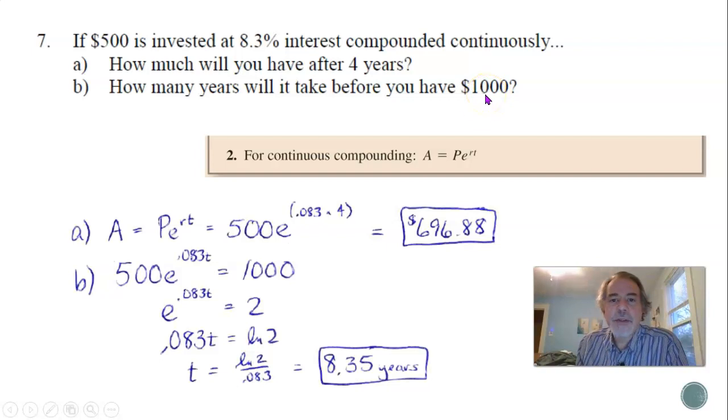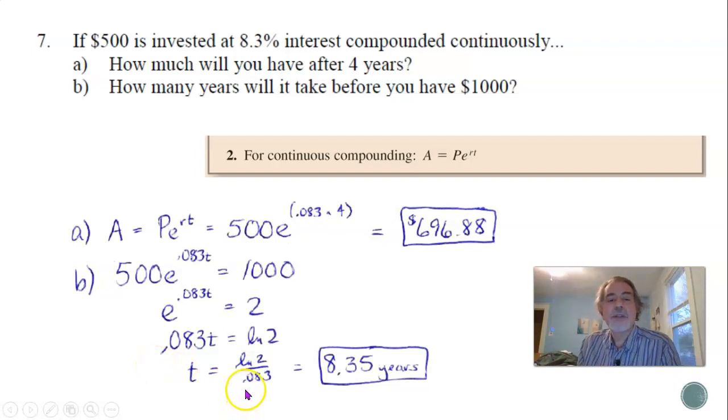So the $1,000 is the A, the amount you end up with. How many years means we're trying to find t. So we're putting 1,000 in for A and solving for t. First, I will divide both sides by 500. Then I will get the e out of the way by taking natural logarithms of both sides. ln of e to the 0.083t would just be 0.083t, and that would be equal to ln of 2. Then go from 0.083t to just t by dividing both sides by 0.083.